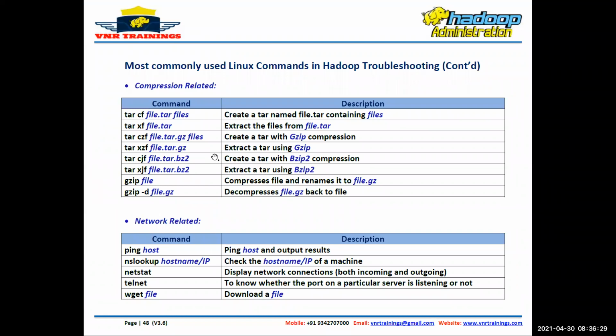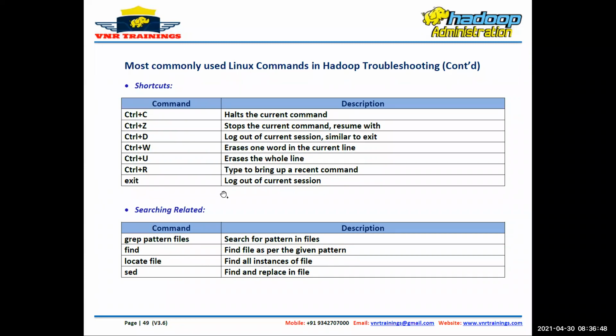wget is a command which will help you download a file from the internet. If you want to download any file from the internet, use wget and give the file path, and then it will be downloaded from there to here. That is wget.